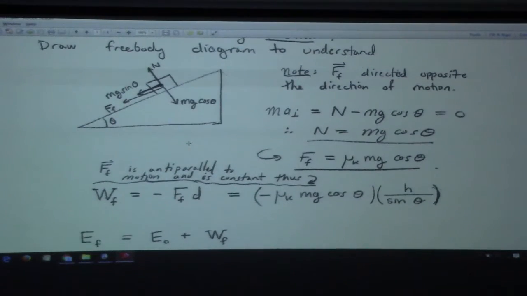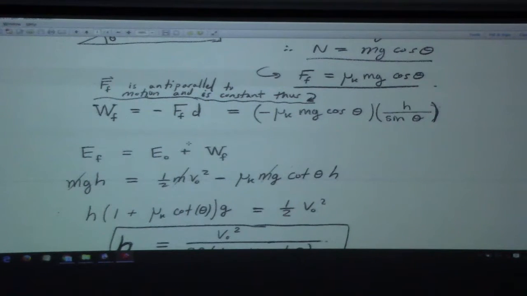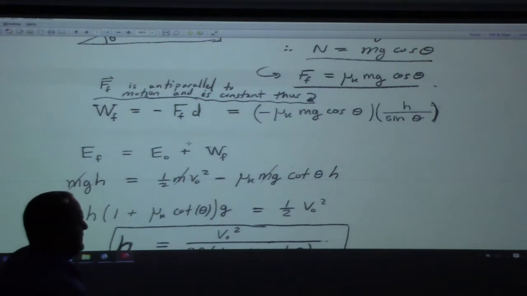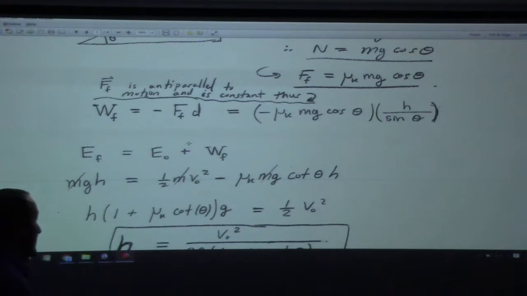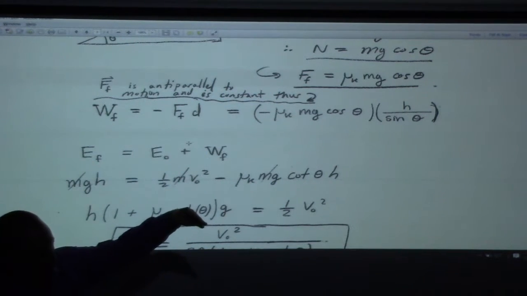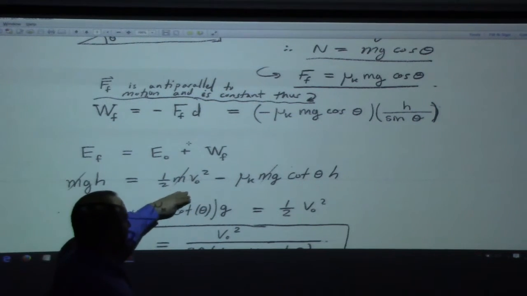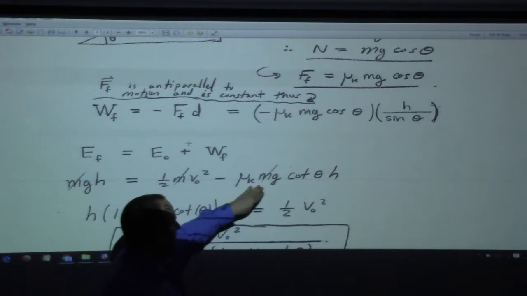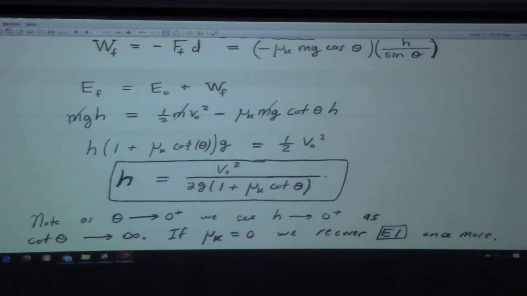So, long story short, the work done by friction is the force of friction, which is this guy, times d, which works out to h over sine theta. And so my final energy would be mgh, when the box comes to a rest at the end of sliding up the inclined plane with friction. The initial energy was kinetic, and then you've lost this much due to friction. And so that gives you, and then you can solve for h. And there you go.